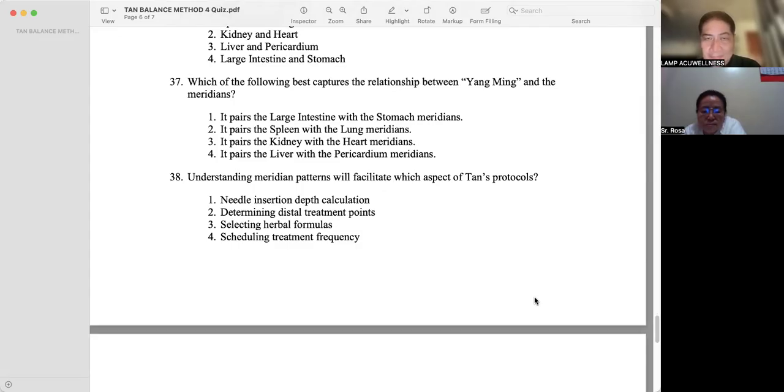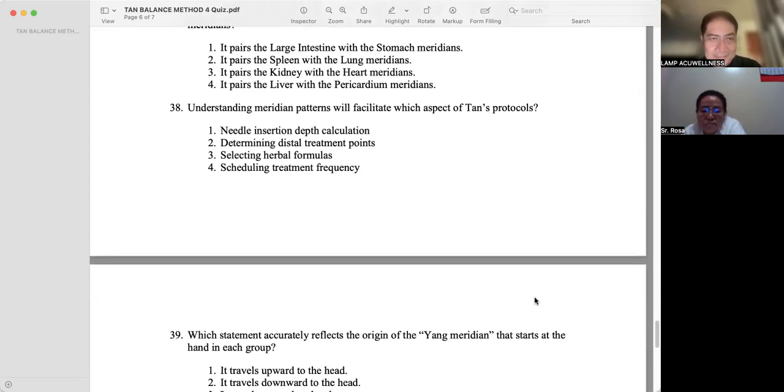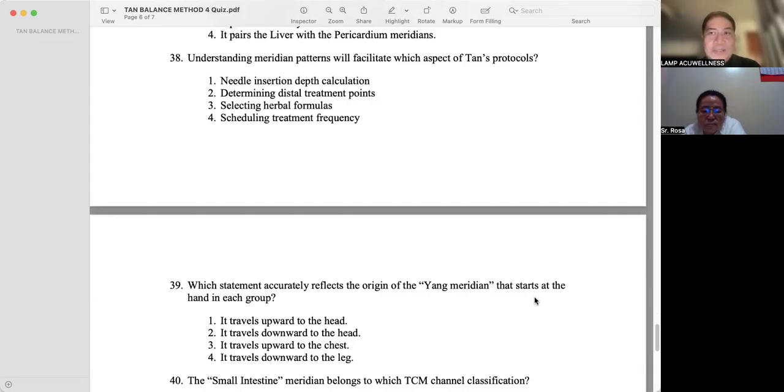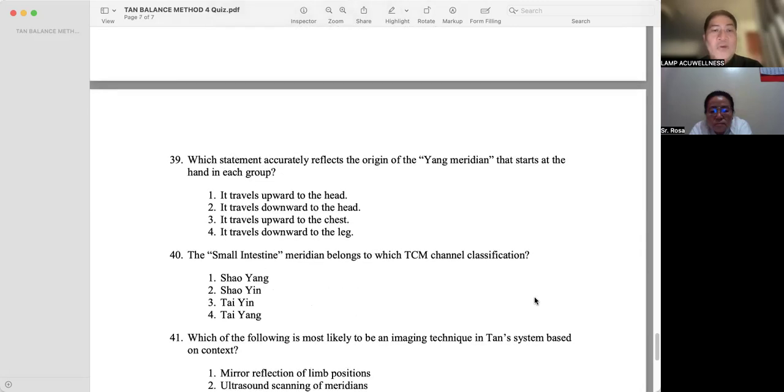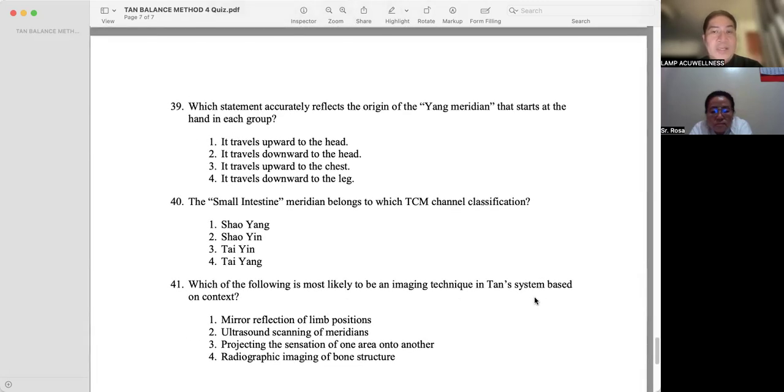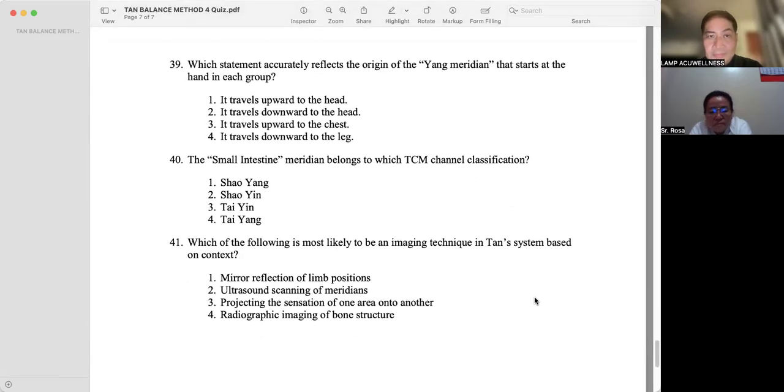Yang Ming is largely distinct with the stomach meridian. Understanding meridian patterns will facilitate which aspect of Tan's protocols? In Tan's method, determining the distal treatment points. Which statement accurately reflects the origin of the yang meridian that starts at the hand in each group? From the head going down. It travels downward to the leg.